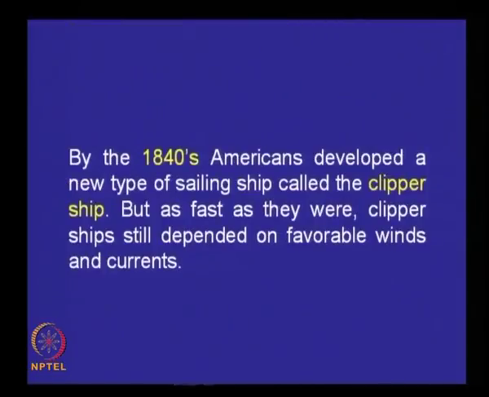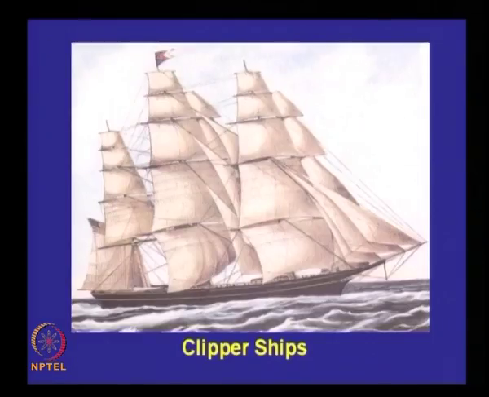By the 1840s, Americans developed a new type of sailing ship called a clipper ship. But as fast as they were, the clipper ships still depended on favorable winds and currents. The clipper ships look like this. Sails of different shapes and sizes were used for moving the whole of the ship, and wind was the main energy used for moving the ship.